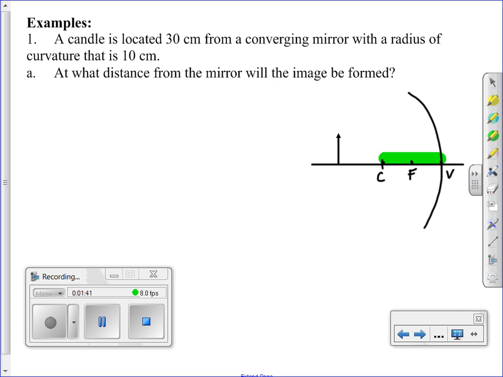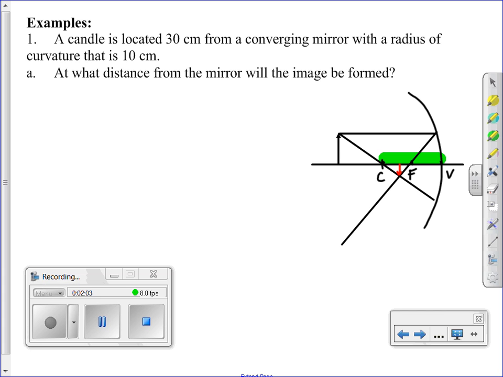So right away, even before we start, we can look at our pink page and say, well, if an object's outside C, where's the image supposed to be? And we could draw our light rays parallel to the principal axis and then through the focus. And I'm going to draw the one through C. And we can see that our image is supposed to be right here.